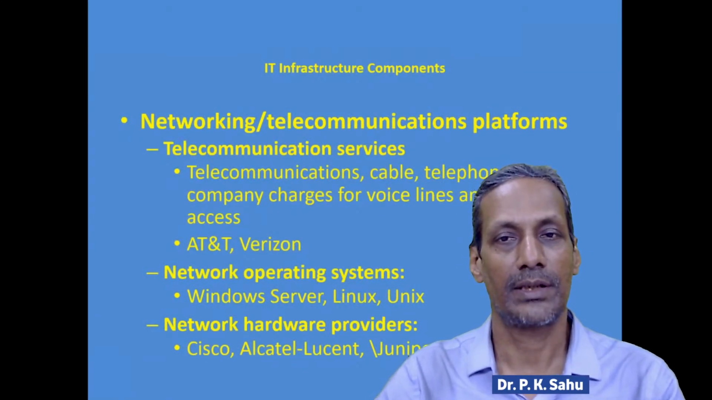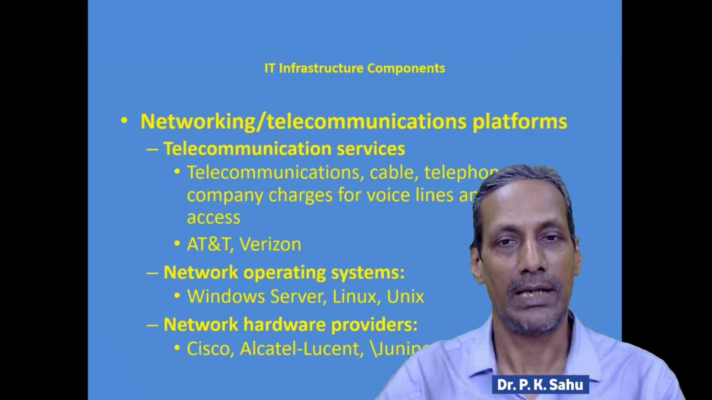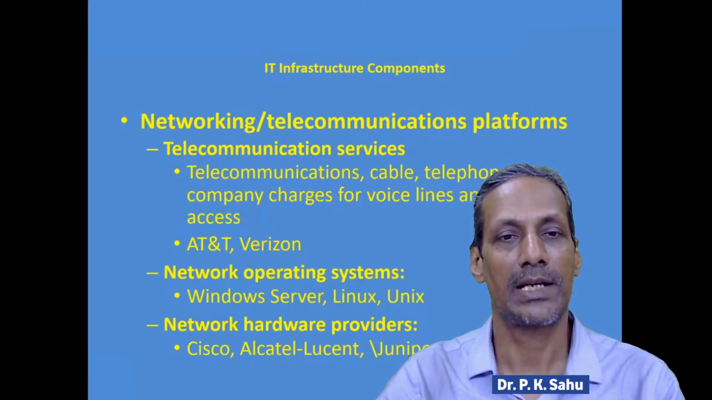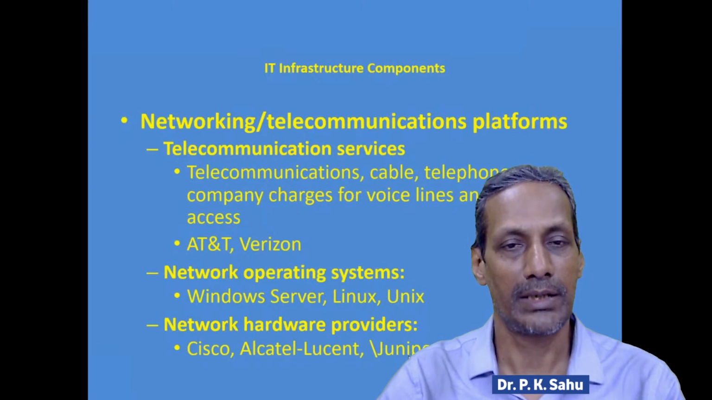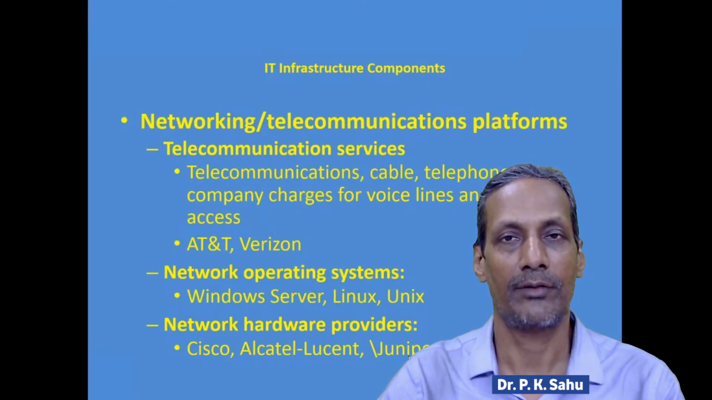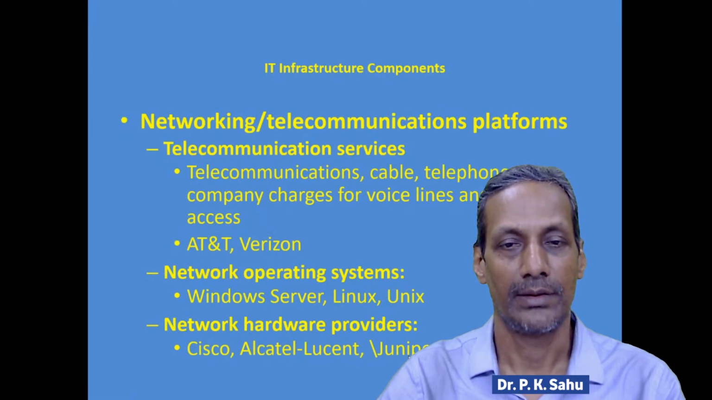Telecommunication services include telecommunications. It can either be cabled or wireless. Telephone companies charge for voice lines and internet access. We get our internet facilities from AT&T and Verizon in India. You also have the network operating systems. The most popular ones are from Windows, Unix, and Linux.